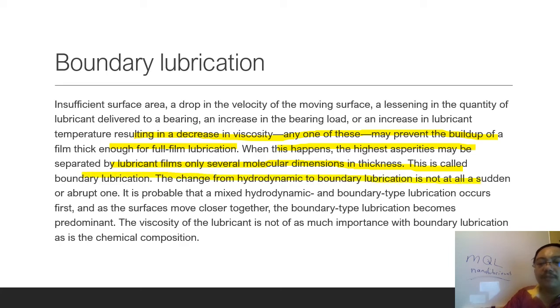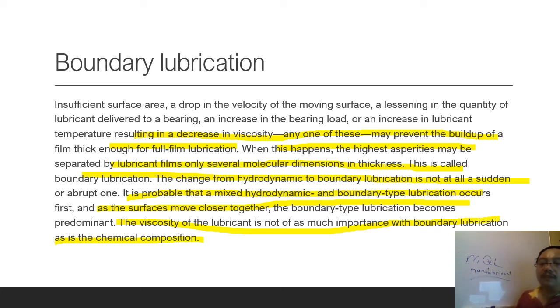The change from hydrodynamic to boundary lubrication is not an all sudden or abrupt one. It is probable that mixed hydrodynamic and boundary type lubrication occurs first, and as the surfaces move closer together, the boundary type lubrication becomes predominant. Viscosity of the lubricant is not as important with the boundary condition as the chemical composition.